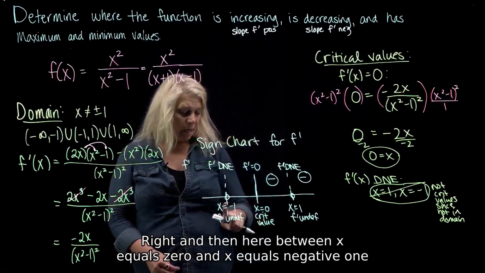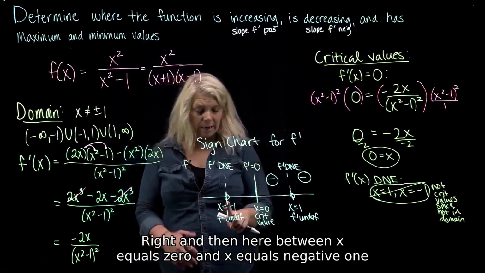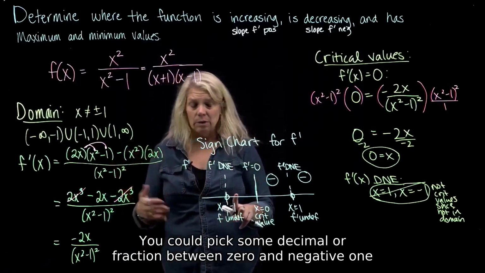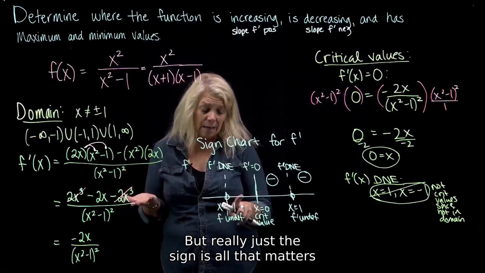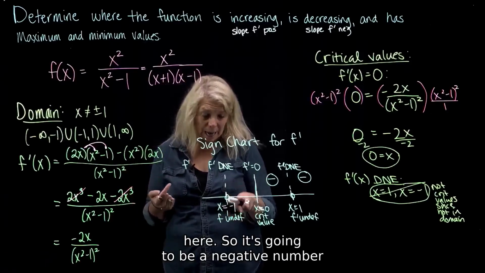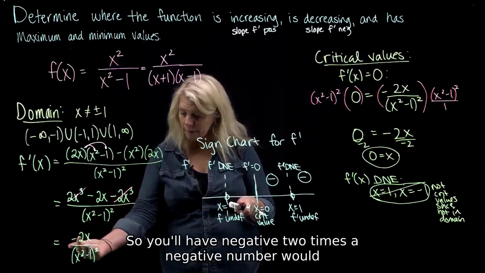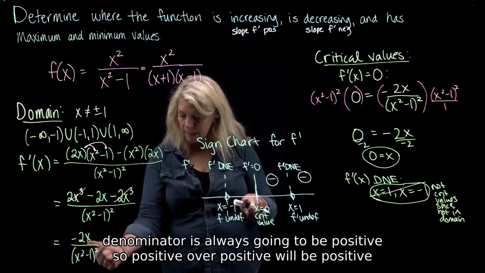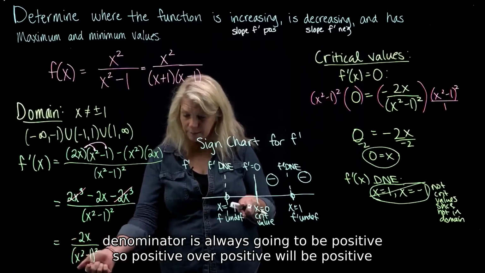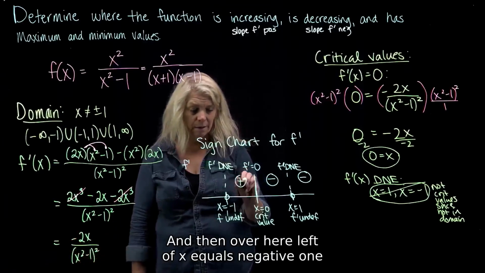Right? And then here, between x equals 0 and x equals negative 1, you could pick some decimal or fraction between 0 and negative 1, but really just the sign is all that matters here. So it's going to be a negative number. Negative 2 times a negative number would make that numerator positive. Denominator is always going to be positive, so positive over positive will be positive.